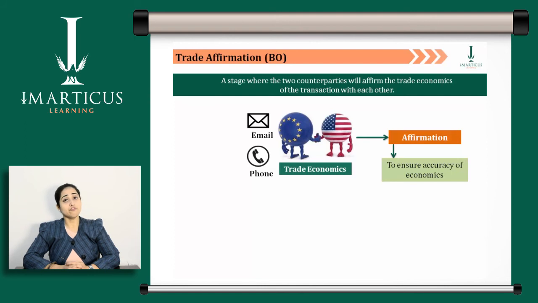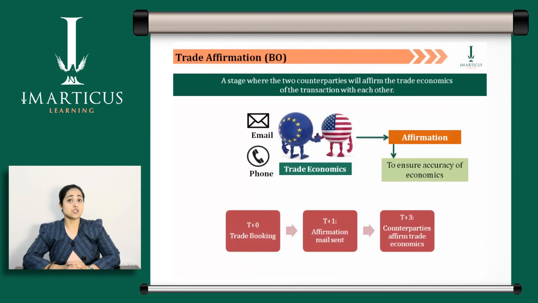Trades are required to be affirmed if the value of the payment is high. It is usually done using emails and telephone calls to agree to the trade economics. Please note that affirmation is done to ensure that the details provided in the economics are accurate. Once the process is complete, the two counterparties now know that their records are accurate. This process is usually done within T plus 3. T plus 0 is when the trade is booked. T plus 1 is when the affirmation email is sent out, and T plus 3 is when the counterparties affirm the trade economics.